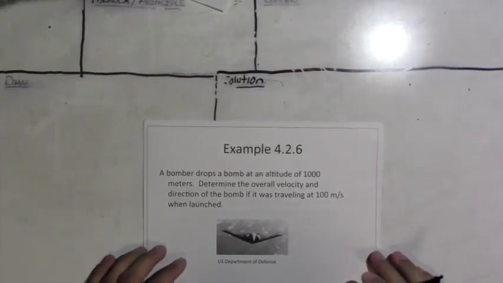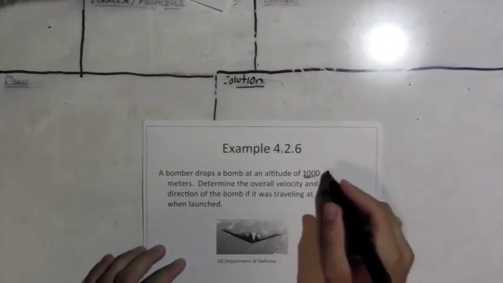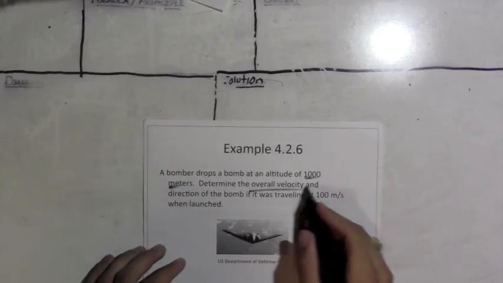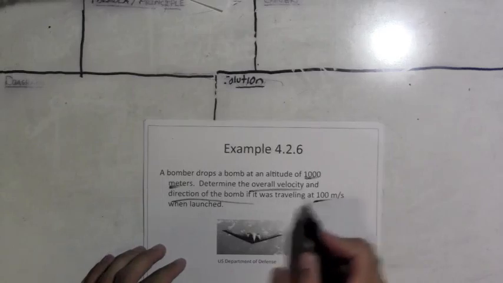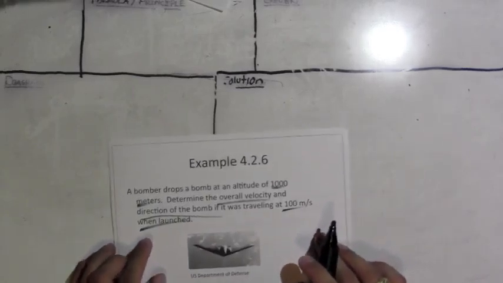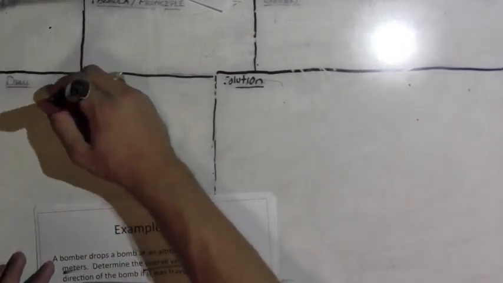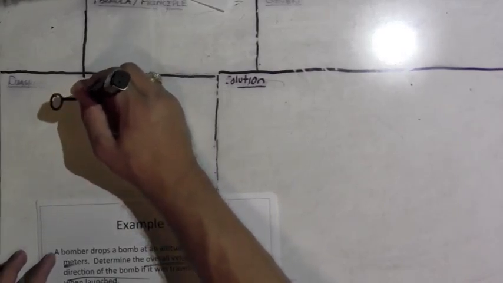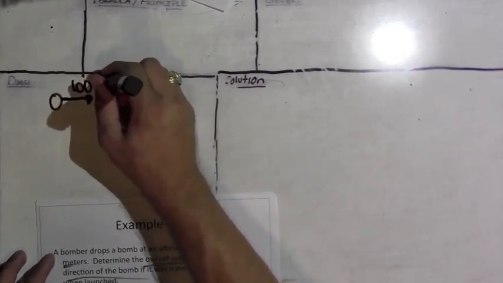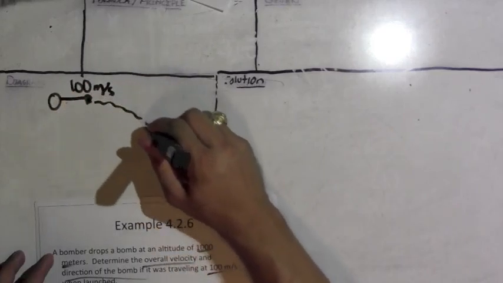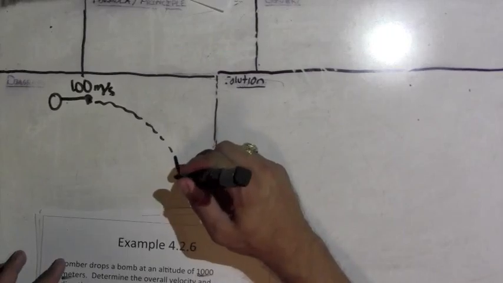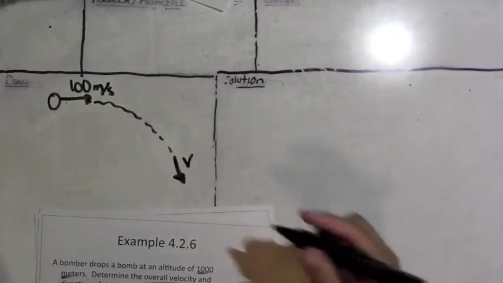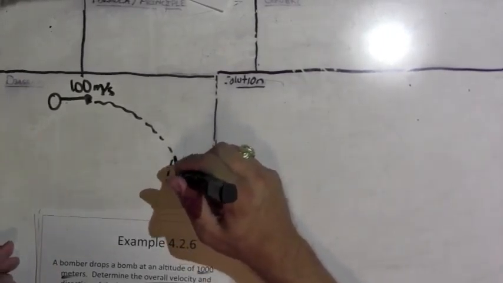A bomber drops a bomb from an altitude of 1,000 meters. It says determine the overall velocity and direction of the bomb travel if it was traveling at 100 meters per second when launched. Okay, so we have a bomb that's being dropped. It's initially traveling at 100 meters per second this way, and it's going to take an arc that looks something like that, and we want to know what the velocity is as it strikes the ground and what direction it's traveling as well.